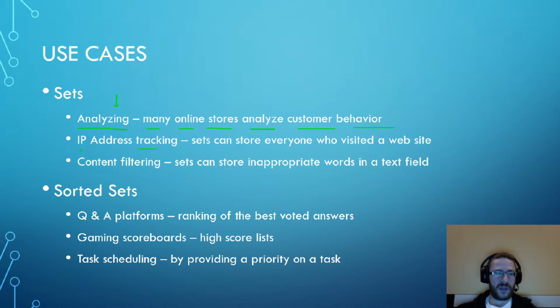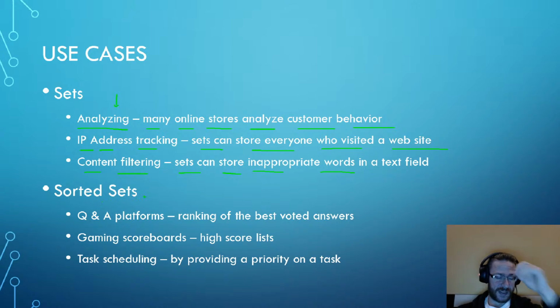We can track IP addresses. Sets can store everyone who visited a website. And because IP addresses need to be unique, we can store something like unique online visitors. It's very easy by using Redis sets. We can filter content. For example, sets can store inappropriate words. So when a user writes something in a text field or a text area, we can easily validate it against the set, whether the set contains some of these words.